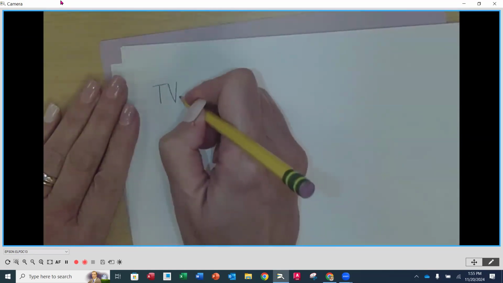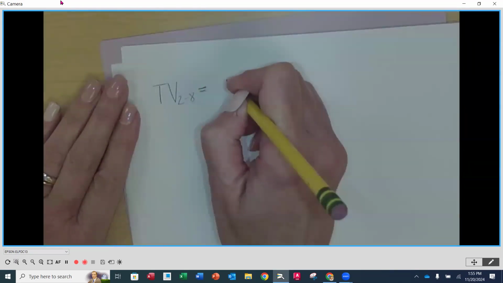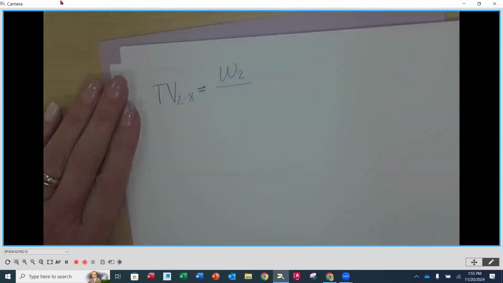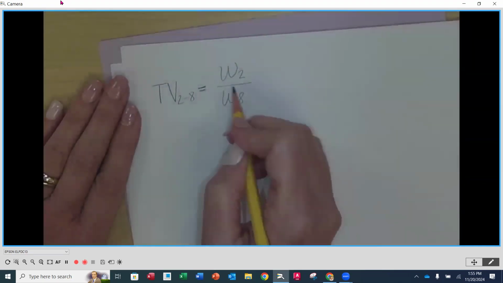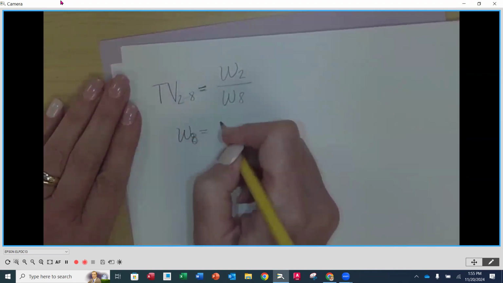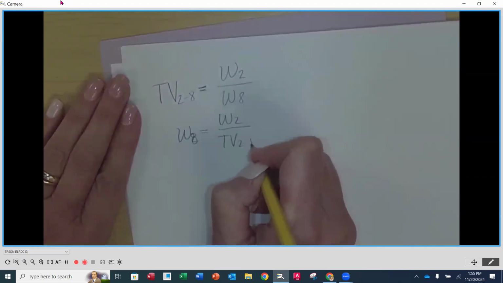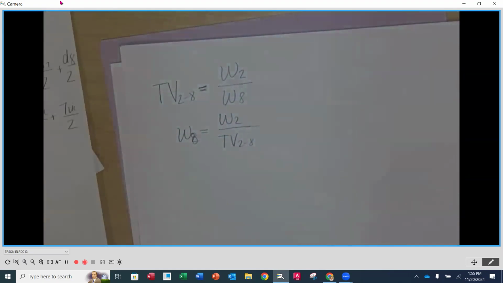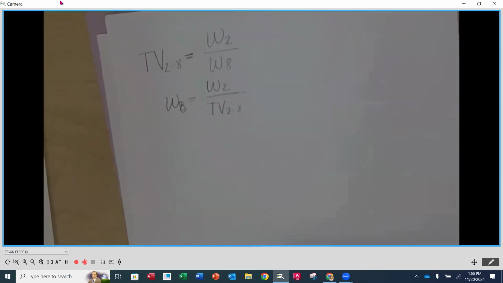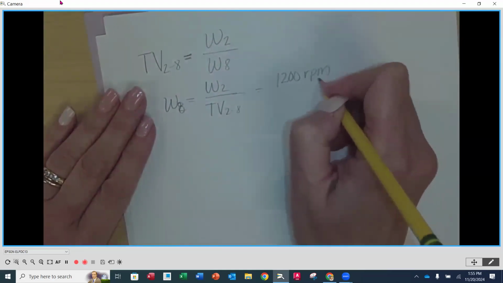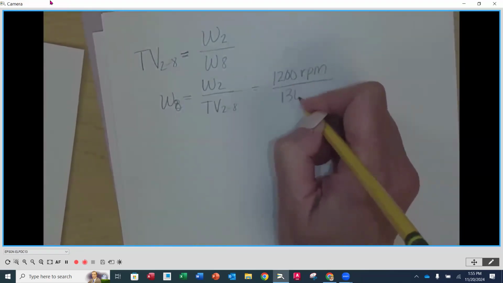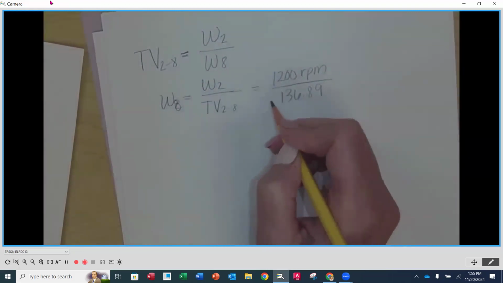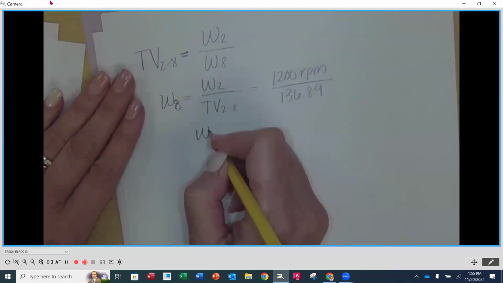So we know that our train value from 2 to 8 is going to compare W2, which was 1200 RPMs, and this is going to be our W8. So we need to find W8. Rearranging this equation, W8 is going to be equal to W2 divided by the train value from 2 to 8, the train value that we just calculated. Now we can just put in our values. 1200 RPMs for W2. Our train value 2 to 8 was a positive 136.89. If there was a negative, we would put the negative in front, but it's positive. Nothing to cancel, and our units are going to be RPM for W8.